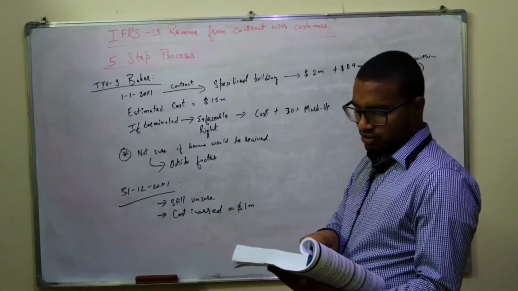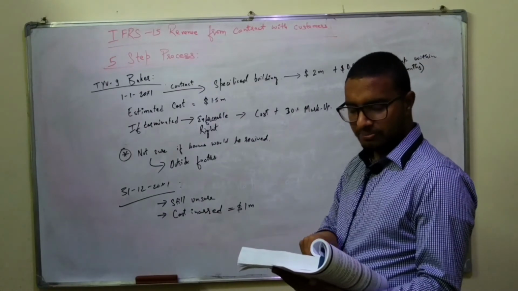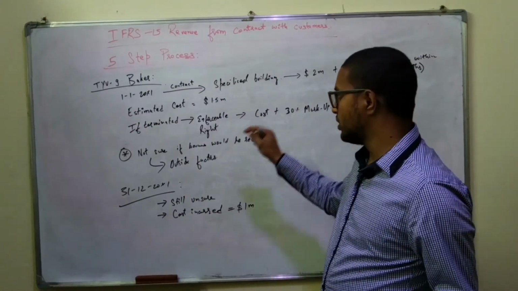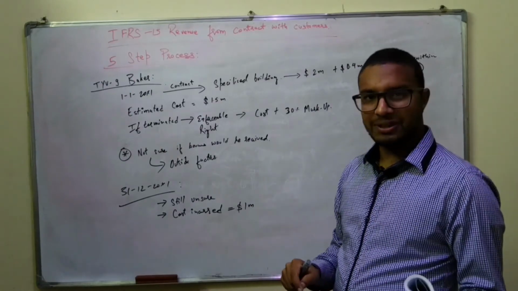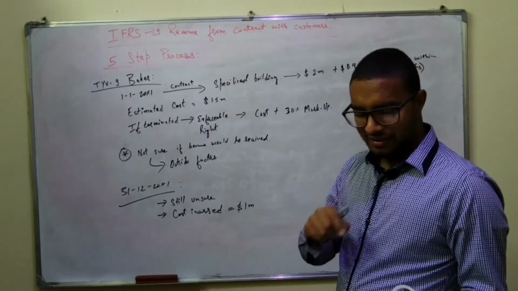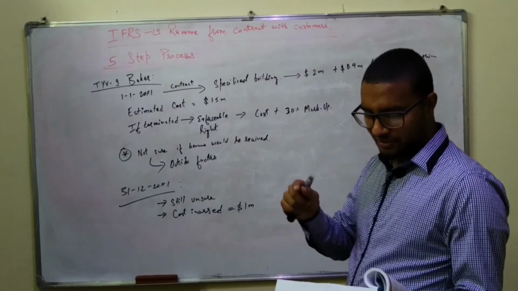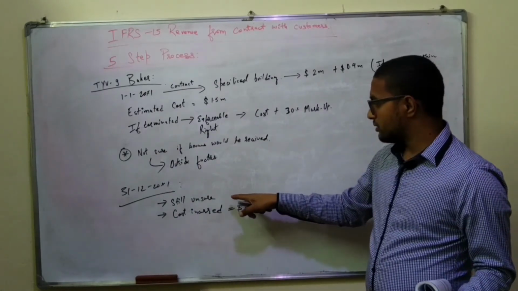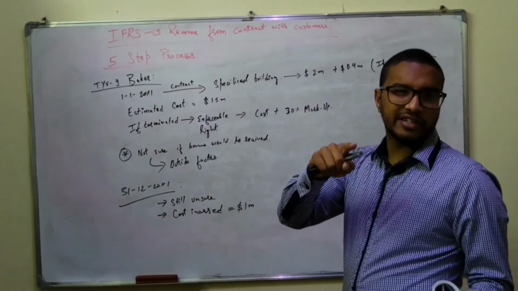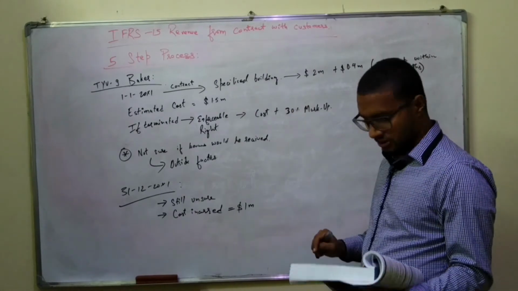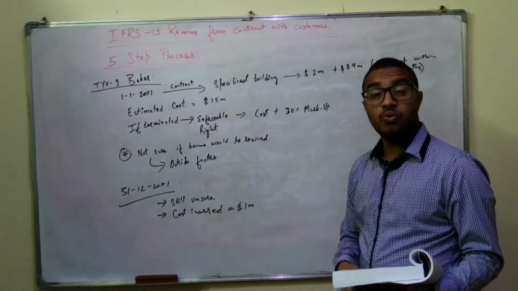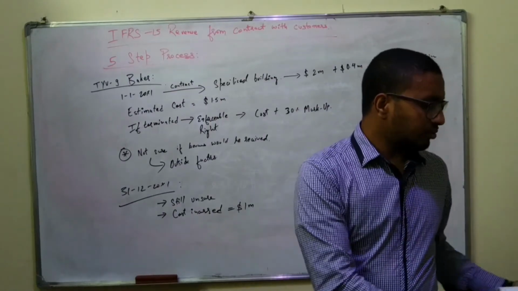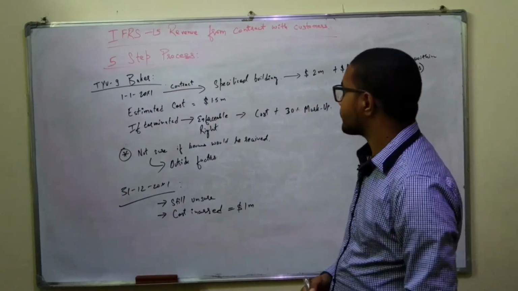So Baker decides to measure progress towards completion based on cost incurred. So this particular entity is using the output method or input method? Please comment down below. I'll definitely answer it for you, and otherwise I'll definitely tell you at the end of the session. So the cost incurred until the date is 1 million. So how do we account for this?